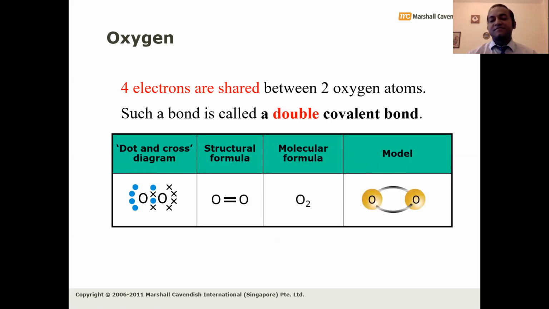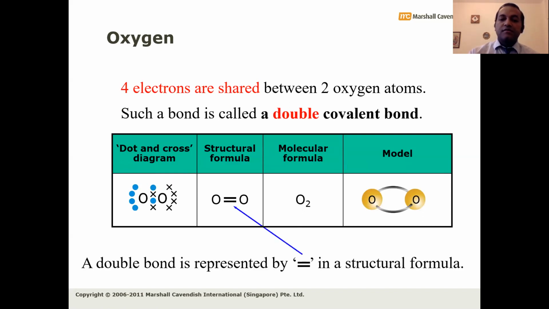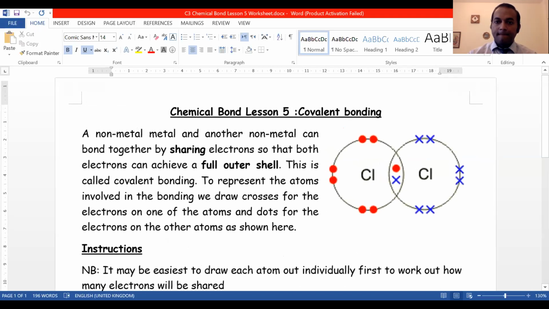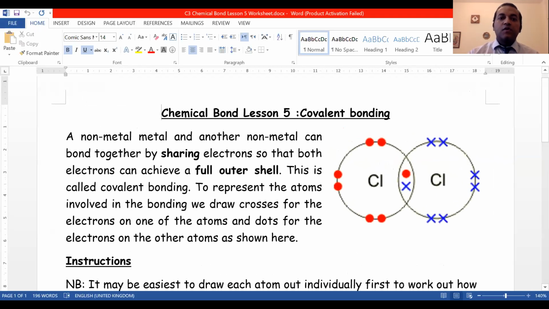All right, you can see this. Okay, so this is drawn with a double line. So guys, that's for the first PowerPoint for today. Let us have a look at my worksheet now. So, chemical bond, lesson 5, covalent bonding.